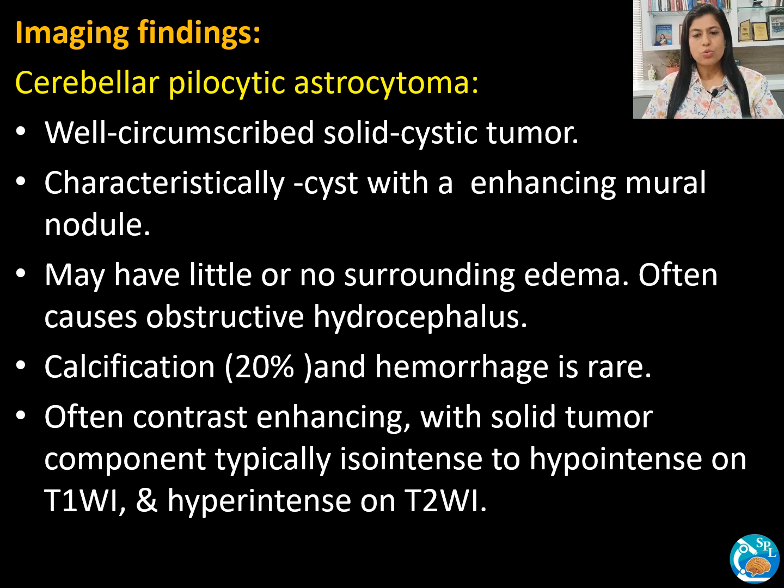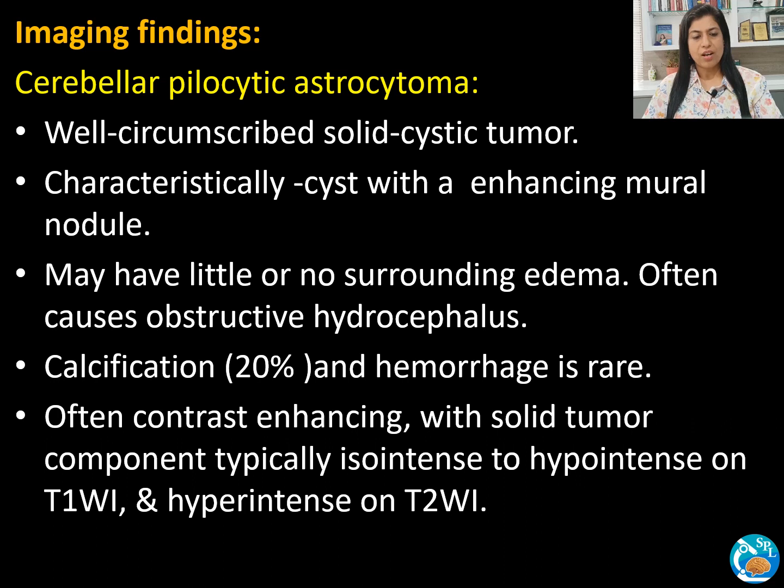So coming to the imaging findings of cerebellar pilocytic astrocytomas, these are typically well circumscribed solid cystic tumors. Characteristically, they have a cyst with an enhancing mural nodule. There may be little or no surrounding edema, and they often present with or cause obstructive hydrocephalus. Calcification may be present in approximately 20% of cases, and hemorrhage is rare.